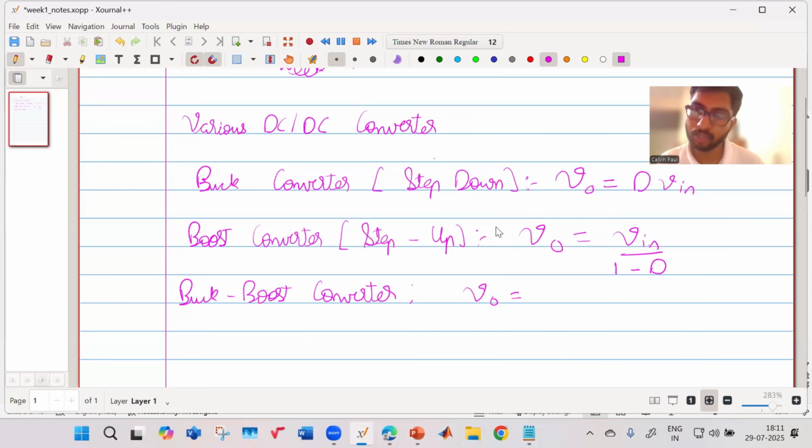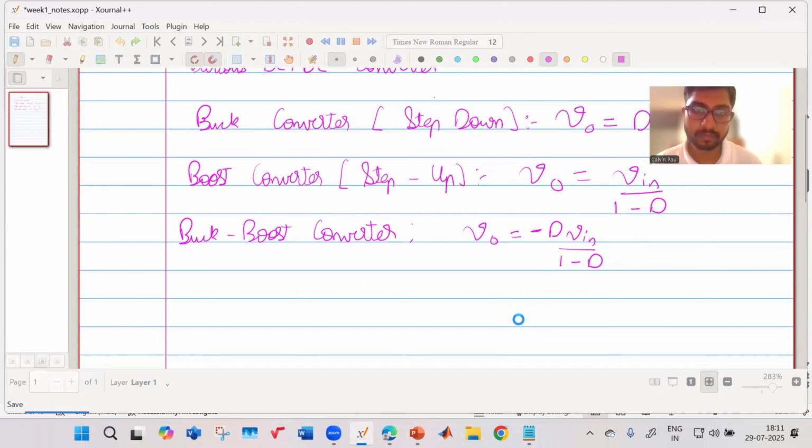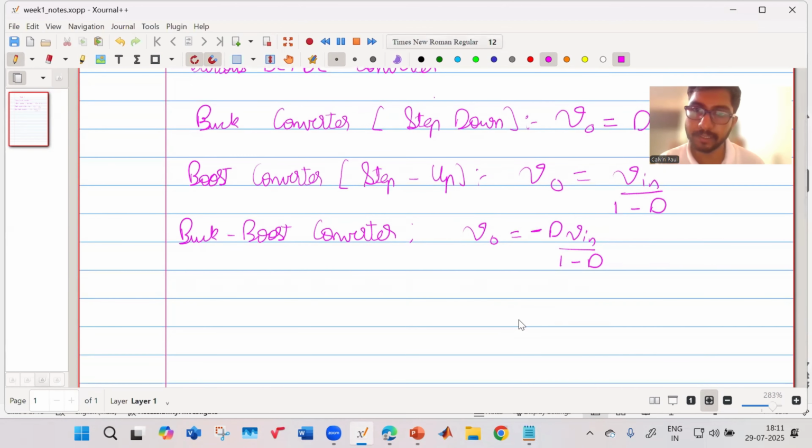So the output voltage is of a reverse polarity than the input voltage. But in a buck boost converter, we can either step up the voltage or step down the voltage. Okay. So what is the conversion ratio formula? D into Vin divided by 1 minus D. Yes. So it is D into Vin divided by 1 minus D, but there will be a minus sign. So till here, are there any queries?